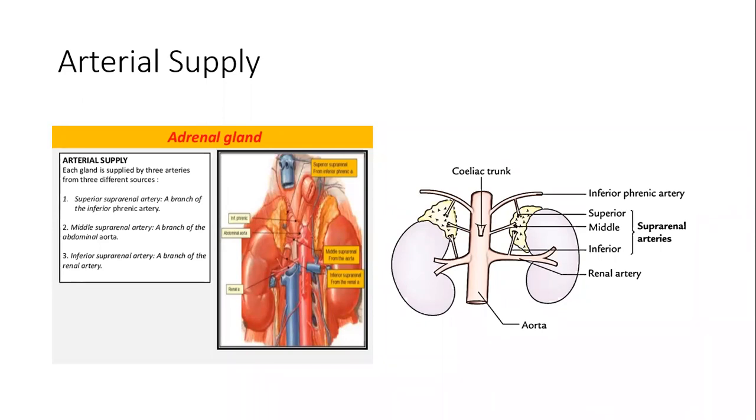So there are at least 3 arteries that supply each suprarenal gland. The 3 suprarenal arteries arise from, number 1, inferior phrenic artery, number 2, abdominal aorta directly, and number 3, renal artery. So 3 suprarenal arteries supply each suprarenal gland, and they are the branches from upward to downward: inferior phrenic artery, abdominal aorta, and renal artery.